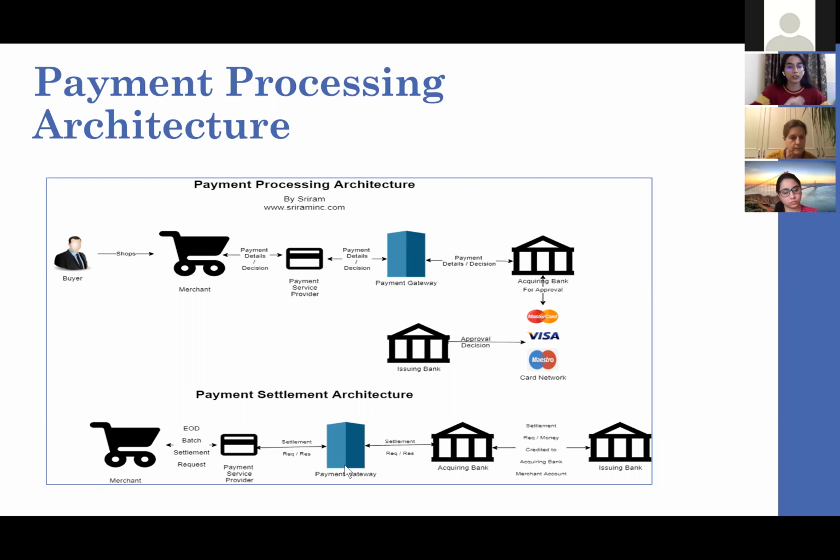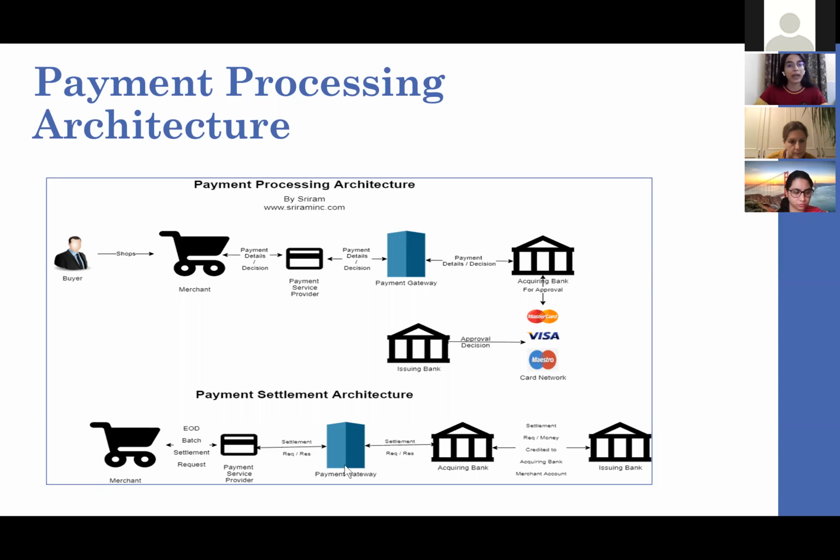For example, the merchant will not be able to set up a payment gateway on his own. So there come the payment gateways. Usually you would have heard of CC Avenue and others. These are the gateways which come into the picture on different sites. Then we have the acquiring bank, and next we have the issuing bank.